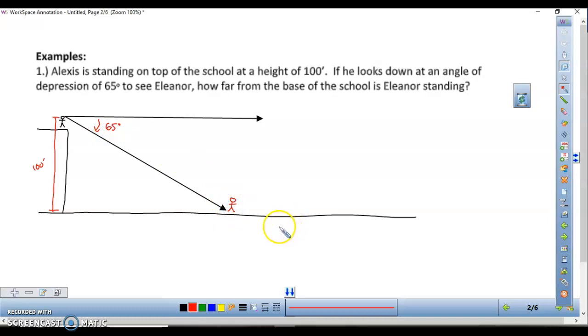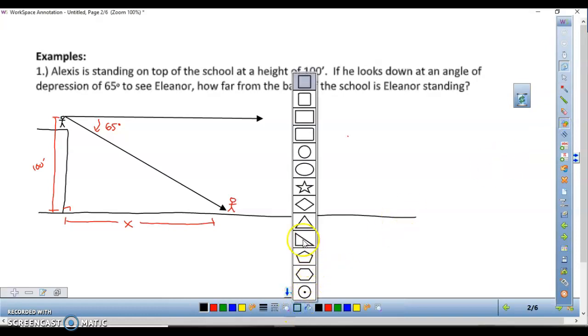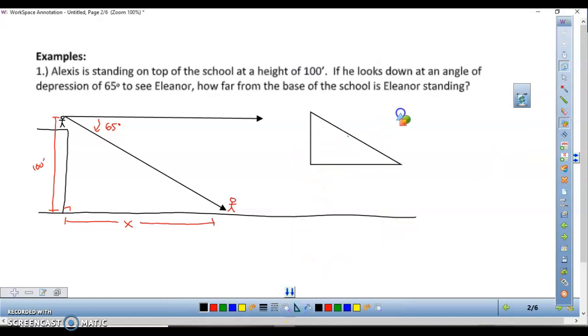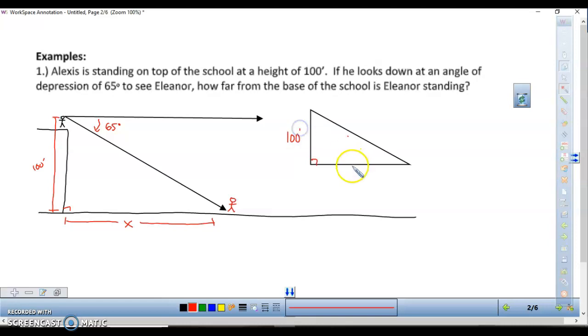How far from the base of the school is Eleanor? So I'm looking for this distance right here. So really, guys, I'm just going to take this diagram and turn it into a right triangle. Let me cheat slightly here. Let's make a nice pretty right triangle. All right, booyah. Here's what I know. I know that this leg is 100 feet. I know that this is what I'm trying to find.